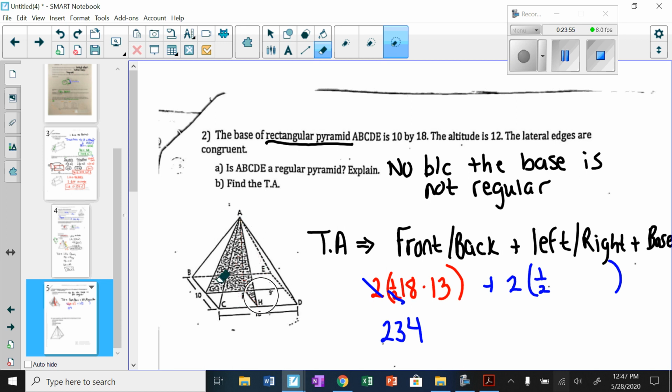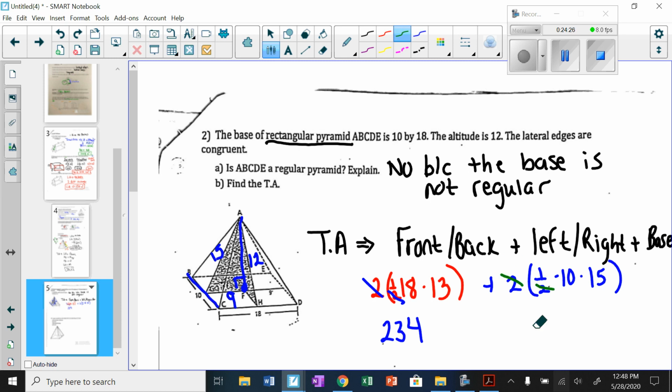So now our base is clearly 10, but we need to find our height. So I'm going to use the altitude again. The altitude connects to the midpoint. So now this length is 18, so halfway across will be 9. And what was the altitude? 12. So this is a triple times 3, a 9, 12, 15. So the height is 15. So we're half, the base is 10, the height is 15. The half and the 2 cancel out. So we are plus 150.